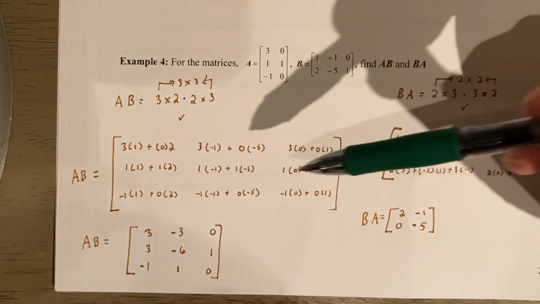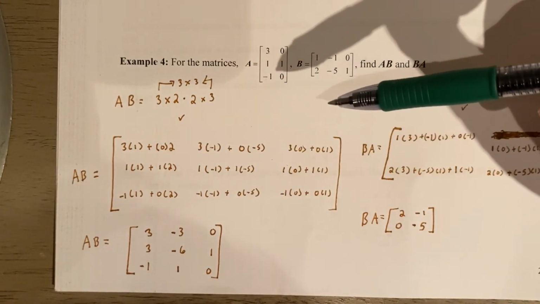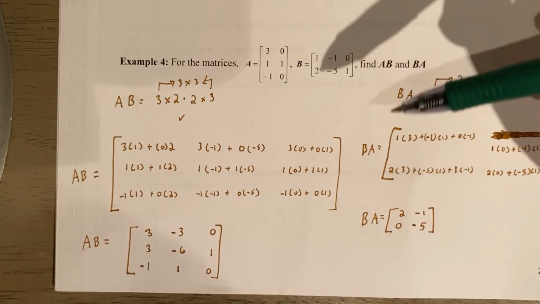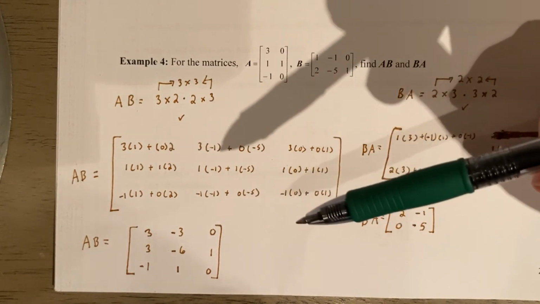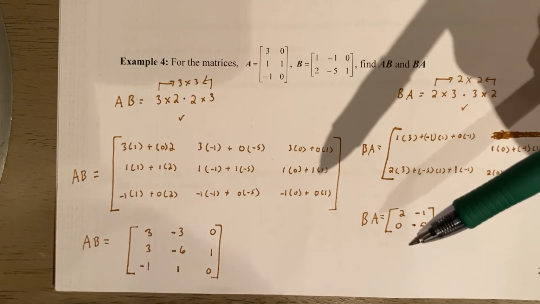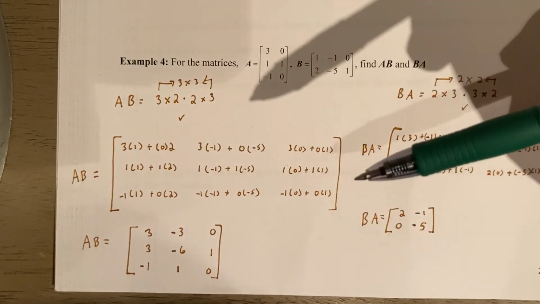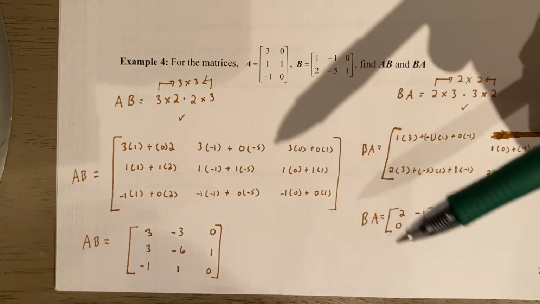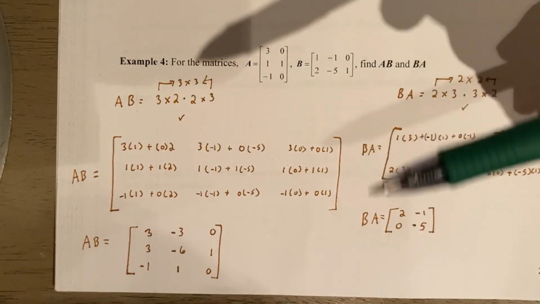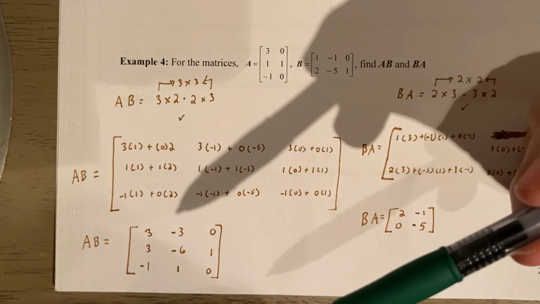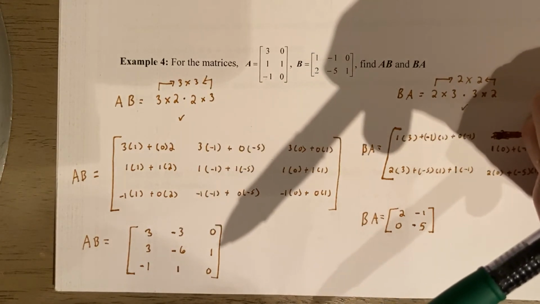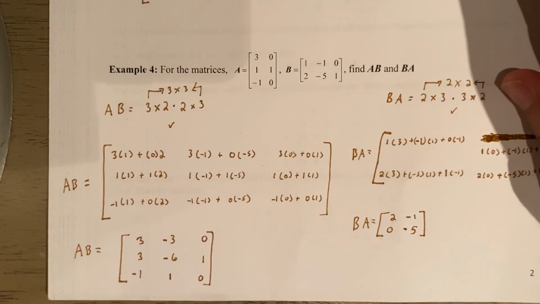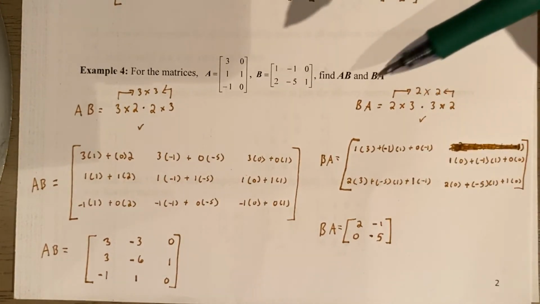The next row of my solution is going to be the second row of the first matrix times every column of the second matrix, and that defines every element in the second row of my final matrix. Then do the same thing for the last row times every column. When you multiply and add all those together, the product of AB is 3, -3, 0, 3, -6, 1, and -1, 1, 0.